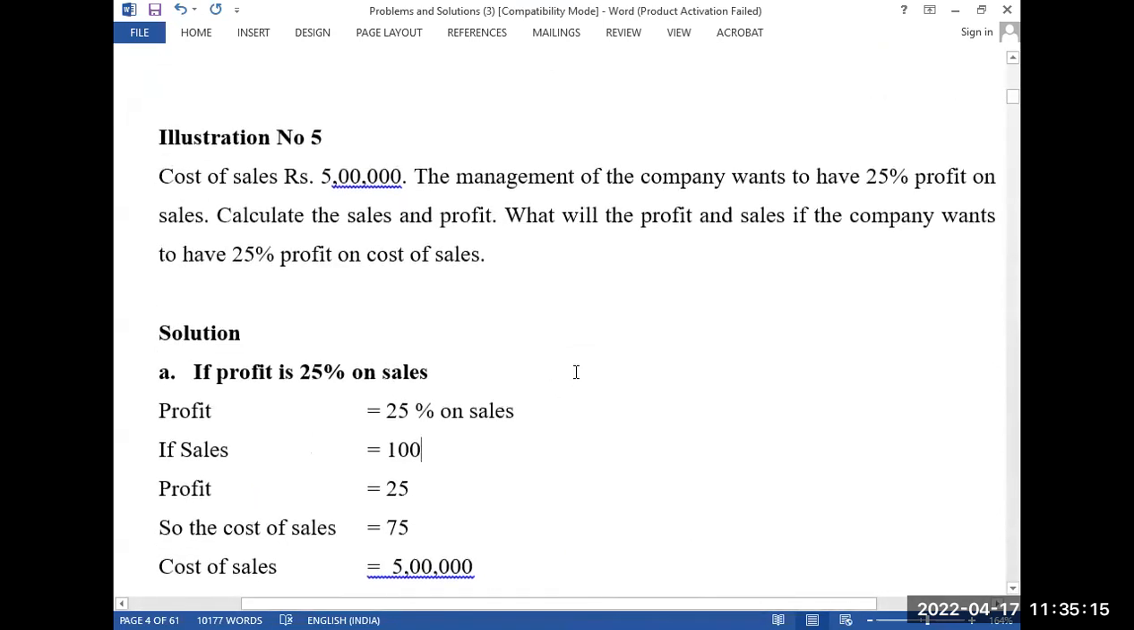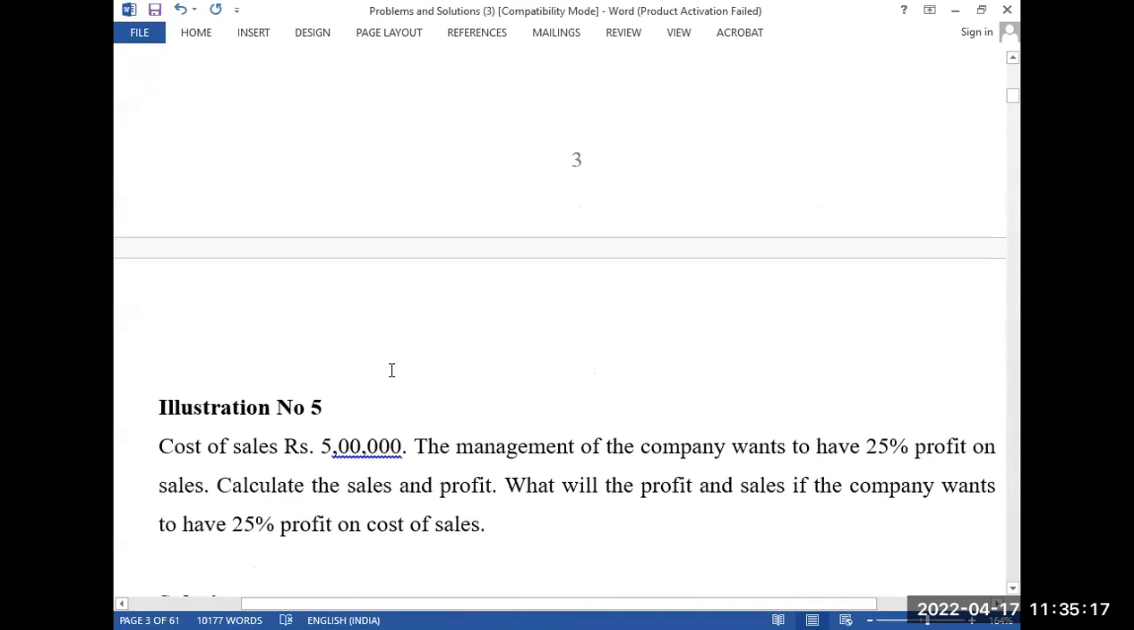Look at this question. It's simple mathematics. Cost of sales is 5 lakhs. The management of the company wants to have 25% profit on sales. Somebody told that sir was telling his company is expecting 20% on sales. He's thinking his company is expecting more, but this company is greedier than that company, at 25%.